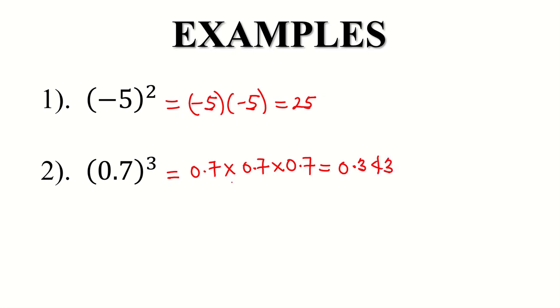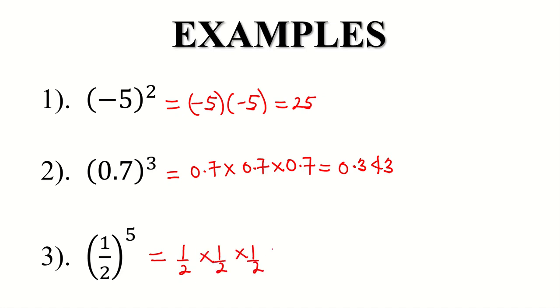When we multiply these, we are going to get 0.343. Now the last example, we have (1/2) exponent 5. This simply means that 1/2 is repeating itself 5 times. To solve this, we are going to have 1/2 times 1/2 times 1/2 times 1/2, and the last one times 1/2. When we multiply the numbers at the numerator, we are going to get 1, and at the denominator we are going to get 32.